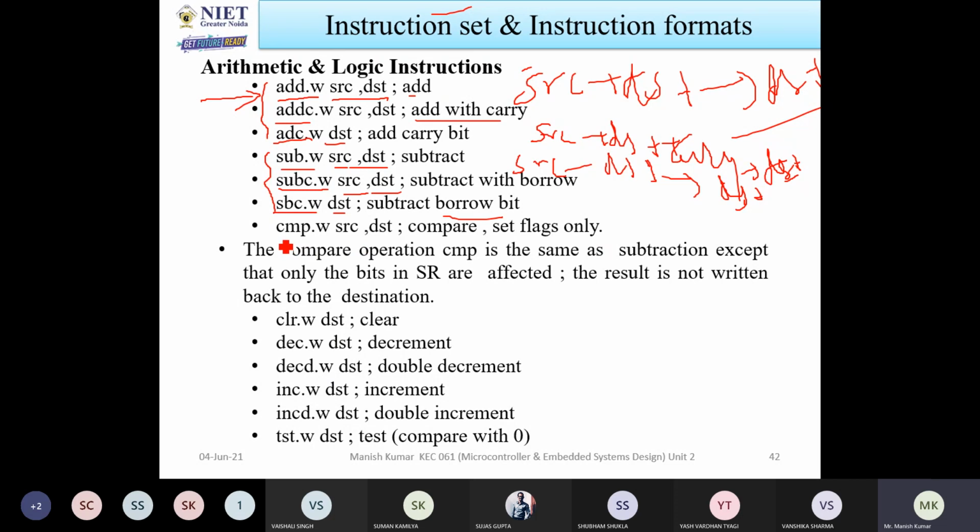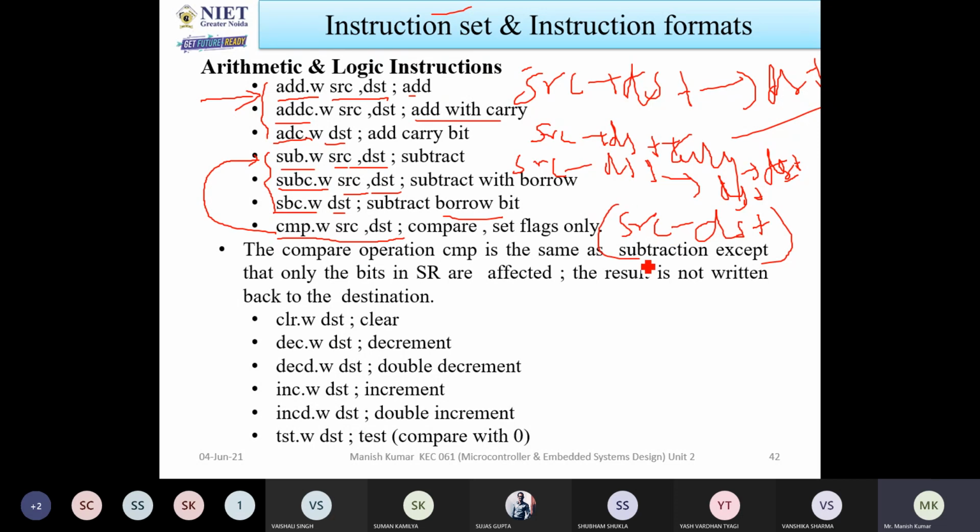And also this is the compare instruction. So whenever we are using cmp.w src dst, it means that the source value and destination value are compared, and the destination will not be changed. What is the difference between cmp.w and sub.w? Both are the same. When you are comparing anything, it means that you are subtracting. Here also you are subtracting the source and destination values.